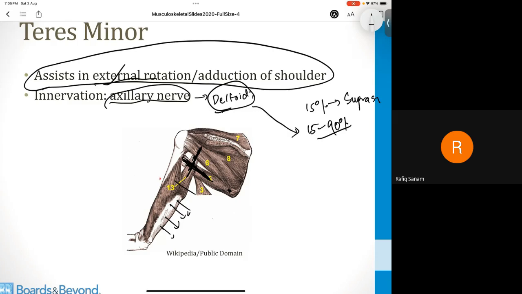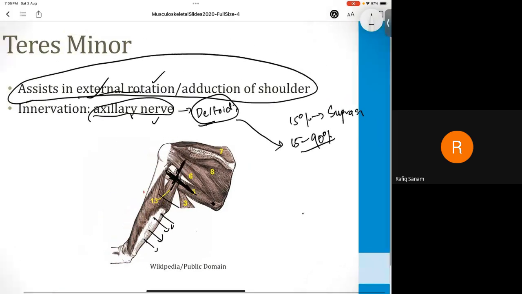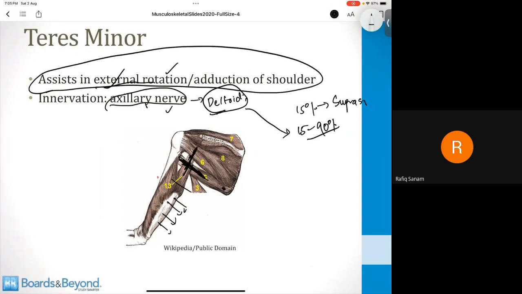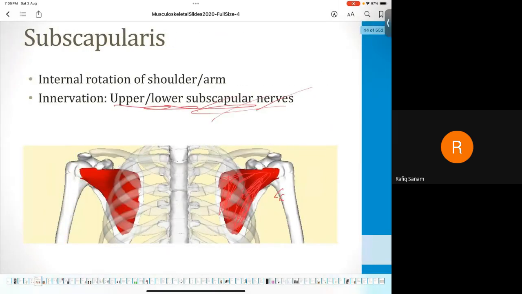What's the nervous supply of deltoid? Axillary nerve as well, right? So axillary nerve is going to supply both your teres minor and your deltoid. That's important to know, okay? So let's discuss our next slide, our last muscle, which is subscapularis.